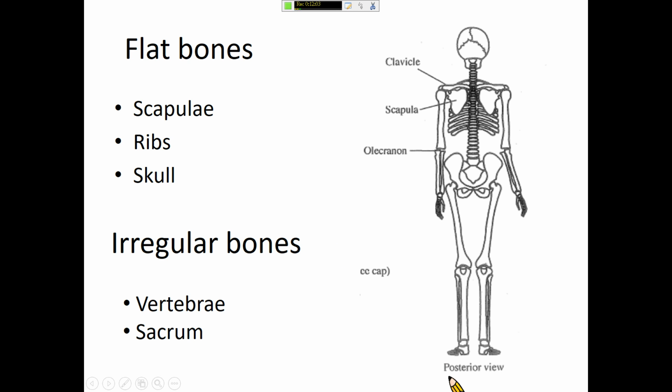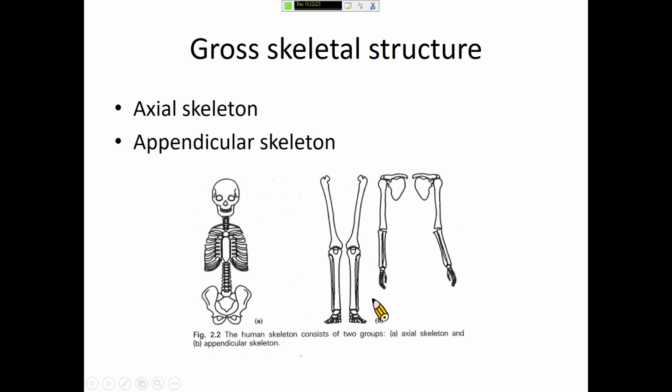Okay, this is a posterior view of the skeleton. Remember anterior and posterior? Looking from the back. Posterior, okay? And we can consider the human skeleton as two different structures connected together. We have the main axial skeleton. This.